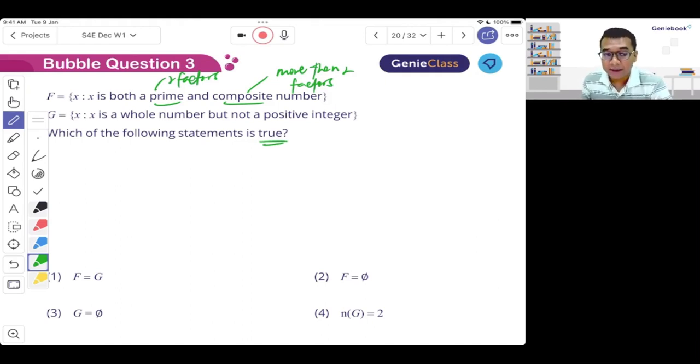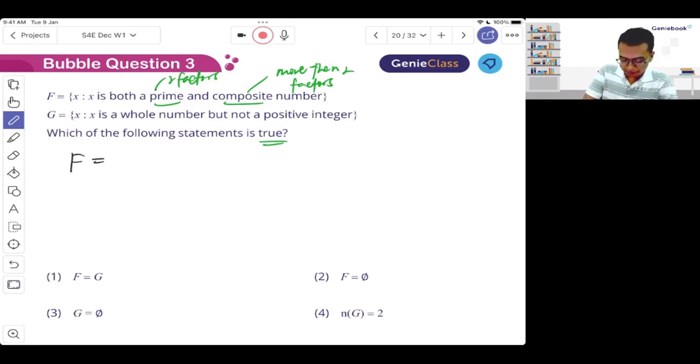Now, let's take a look. We want to actually start by listing the elements of each set. So set F, right? It contains elements that are both prime numbers and composite numbers. Now, does that actually exist? Is it possible for a number to be both prime and composite? What do you think? If a prime number has only two factors and a composite number has more than two factors, then there's a conflict. You can't have just two factors and more than two factors happening at the same time, right?